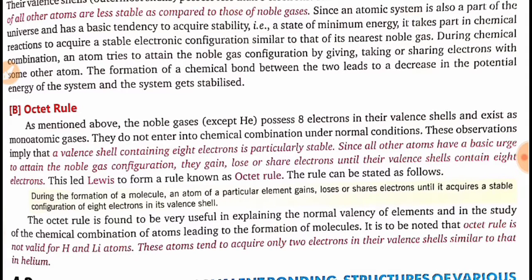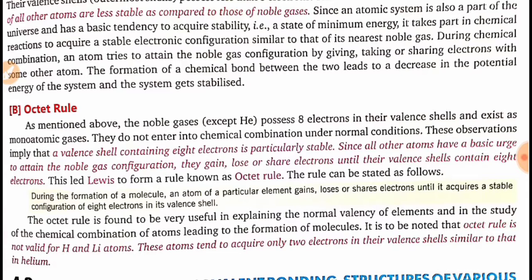A valence shell containing 8 electrons is particularly stable. Since all other atoms have a basic urge to attain the noble gas configuration, they gain, lose, or share electrons until their valence shells contain 8 electrons. This leads to a rule known as the octet rule.